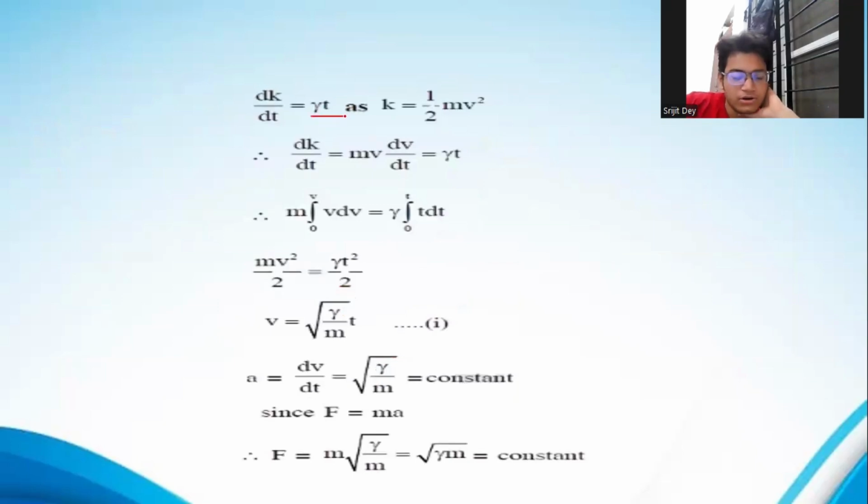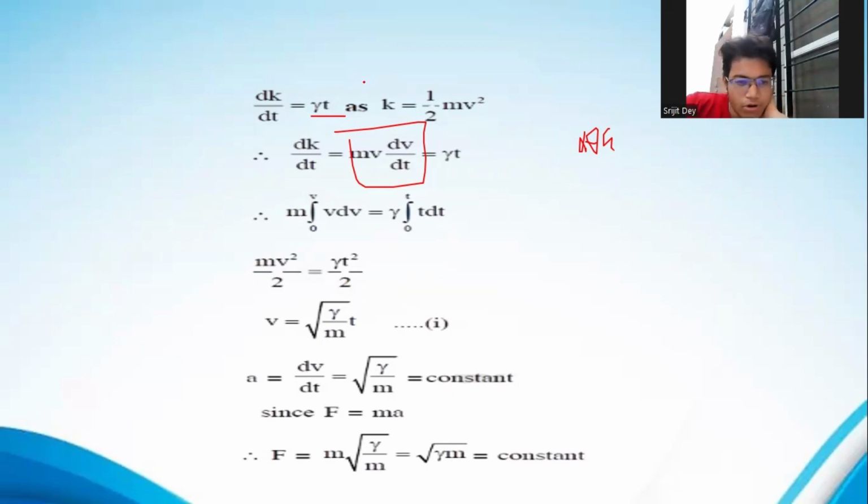If you have dK/dt equal to lambda times t, so basically your half mv square, so dK will be nothing but mv dv. Okay, mass into mv dv, and that's your dK/dt. Now on integrating both sides, you will get your half mv square as γt square by 2. Okay, you could have also done it in a certain way.